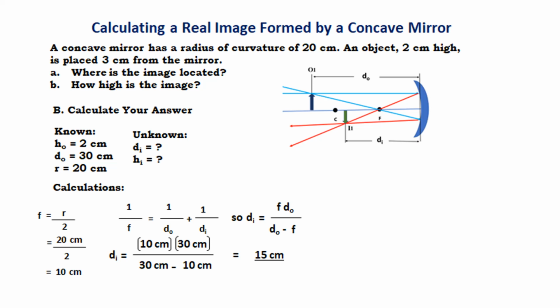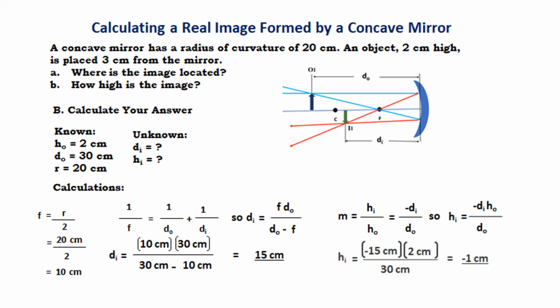Use magnification relations to find the height of the image. M is equal to h sub I over h sub O and is equal to negative d sub I over d sub O. So h sub I is equal to negative d sub I times h sub O all over d sub O. Let us substitute the given quantities to find the height of the image. h sub I is equal to negative 15 centimeters times 2 centimeters divided by 30 centimeters. The height of the image is equal to negative 1 centimeter.